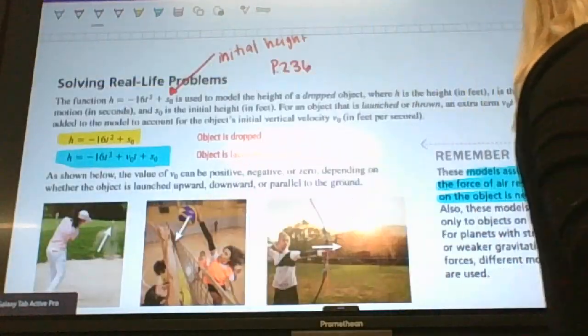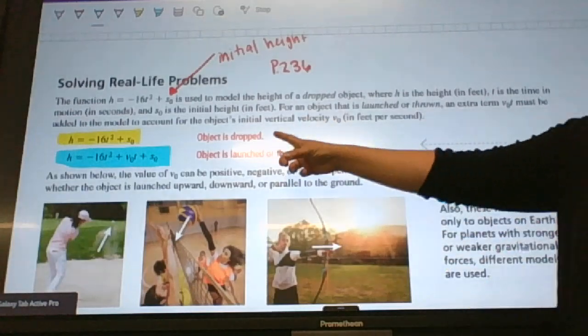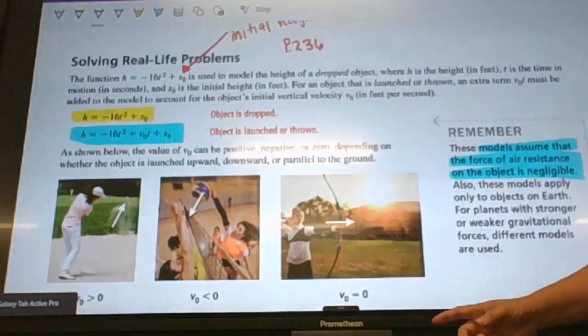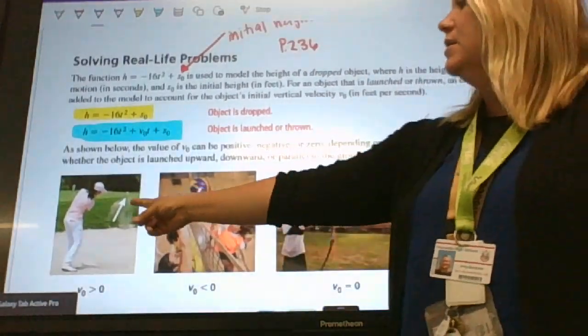All right, so this is just dropped. If it's been hit or thrown, like for instance this baseball.